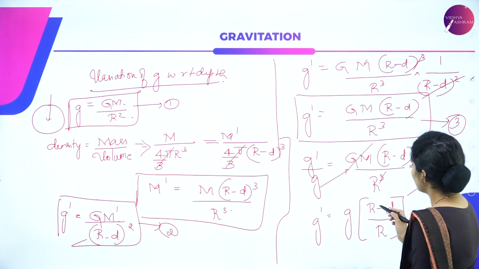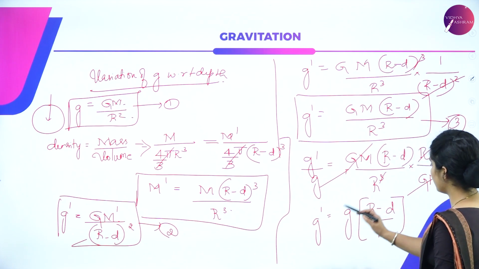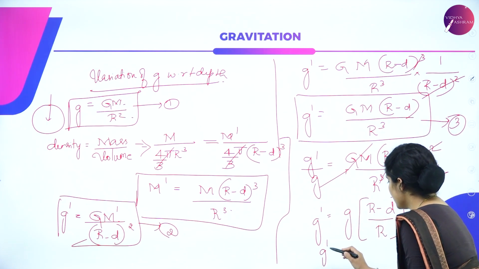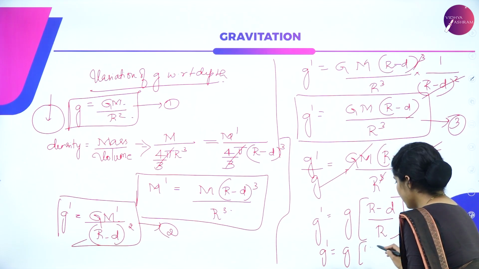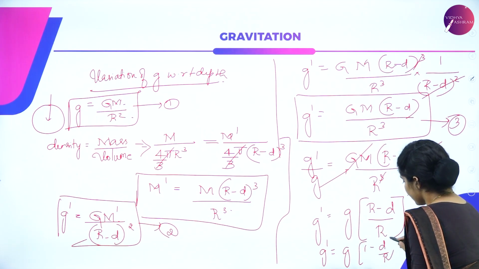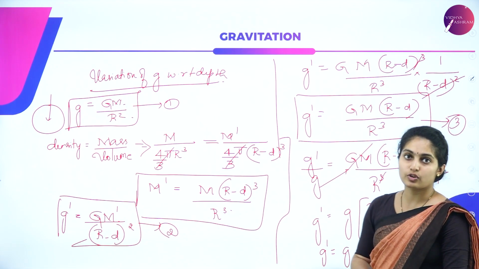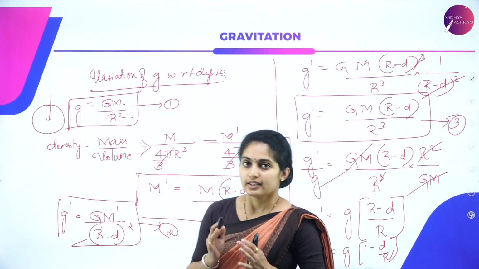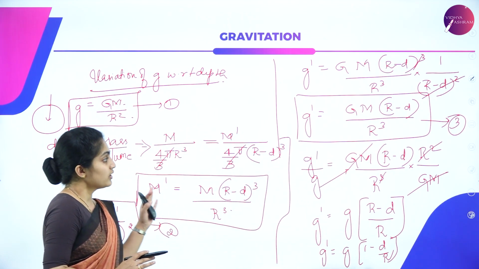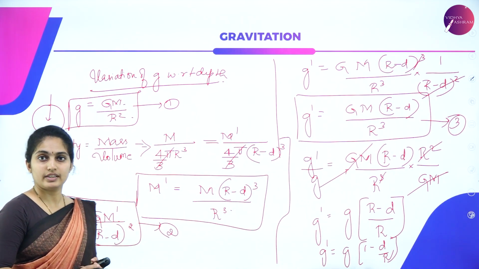So this is one set of equation. You can take the common out, that is g dash is equal to g of r, and r gets cancelled, so it is 1 minus d by r. This is the final expression for the variation of acceleration due to gravity at depth. Okay, so this is all about your derivation.